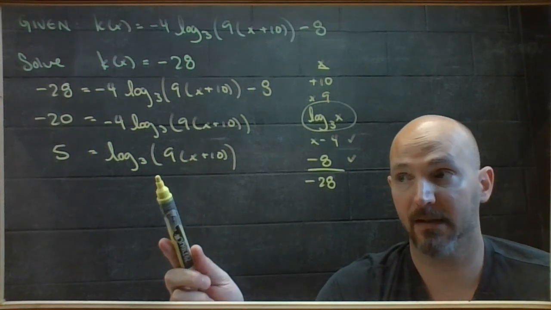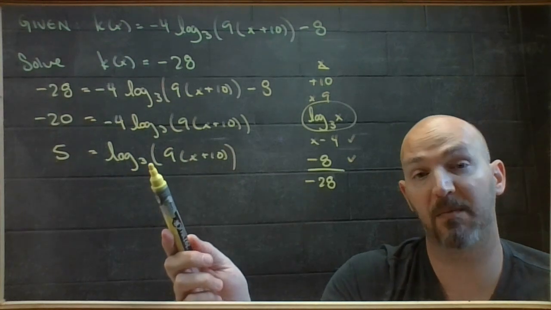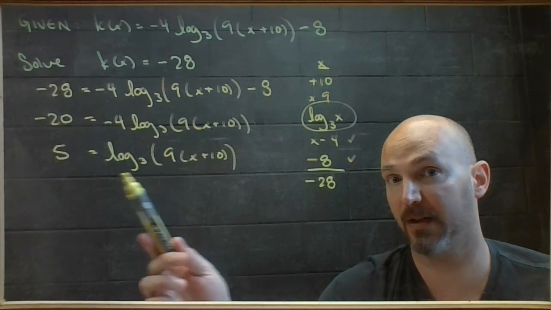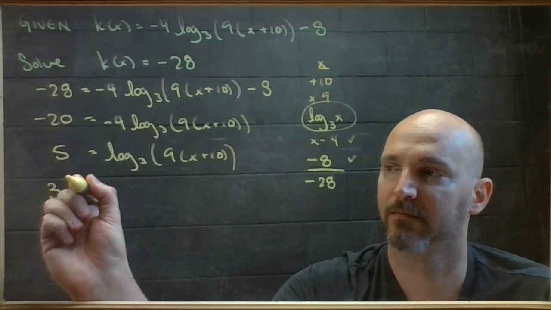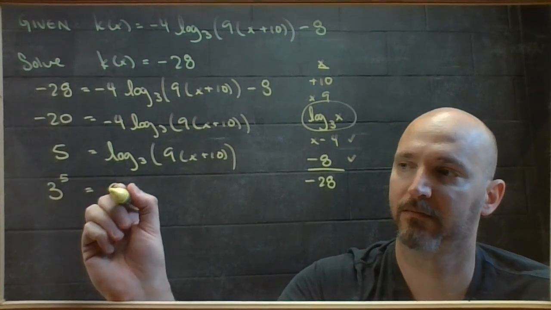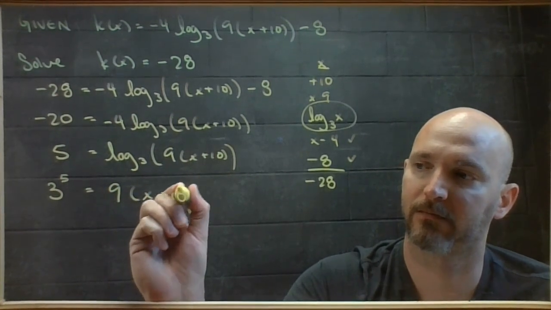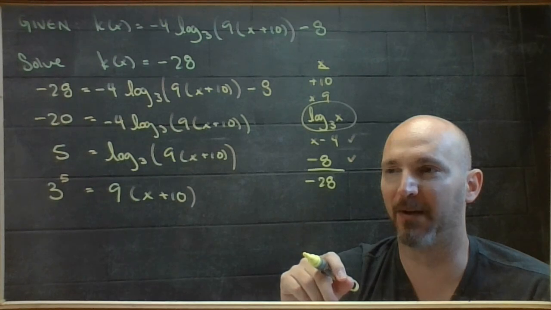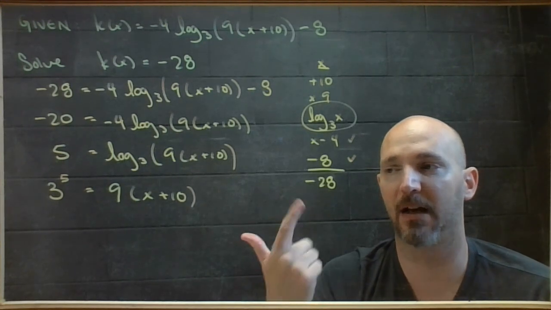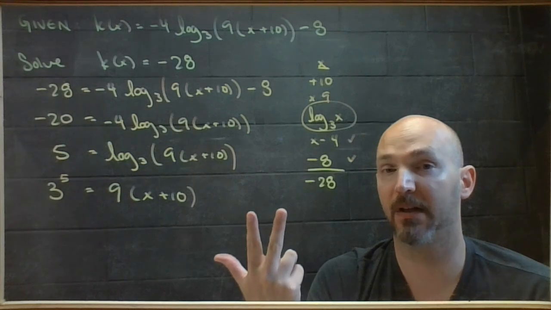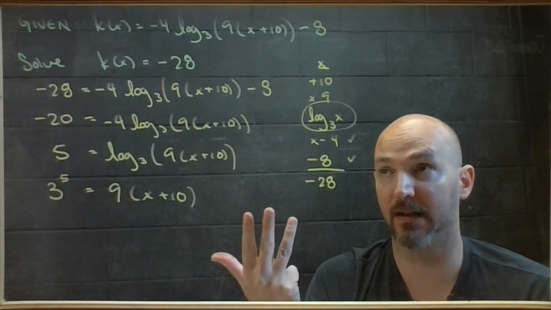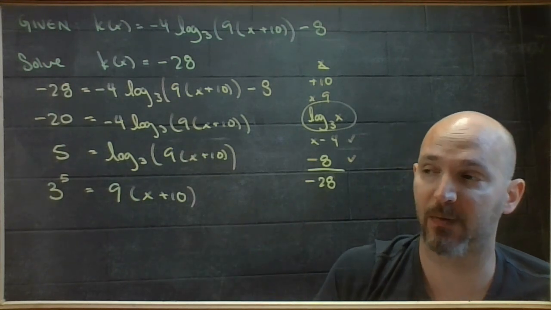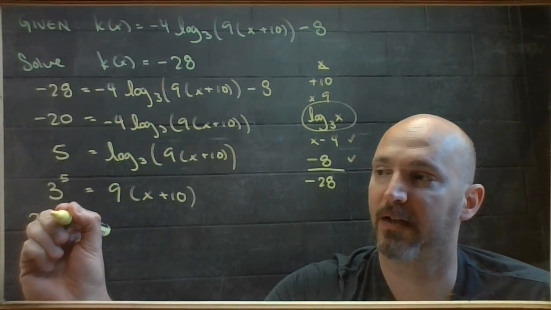When this was base 10, I would have written 10 to the 5. If this was base 2, I would have written 2 to the 5. Because it's base 3, I need to write 3 to the 5. All right, now we're going to have to let my overheated brain work on that. So 3 times 3 is 9, times 3 is 27, times 3 is 81, times 3 is 243. So 3 to the exponent 5 is 243.